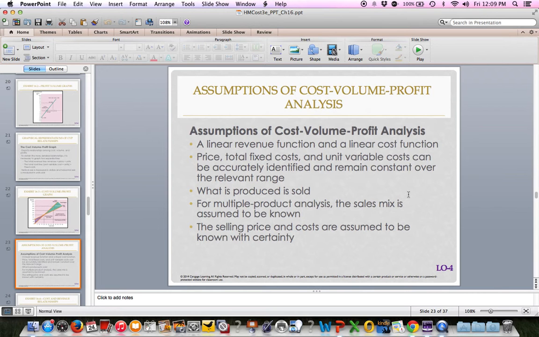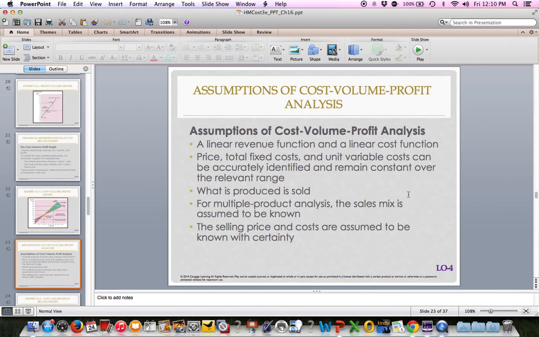And we say that the selling price and costs are assumed to be known with certainty, when in reality, if we do this analysis, and let's just say we set our price at $25 per unit, but then all of a sudden there's competition and we have to drop our price to maintain sales. Now our CVP relationship is done, right? We have to come up with a new one now.